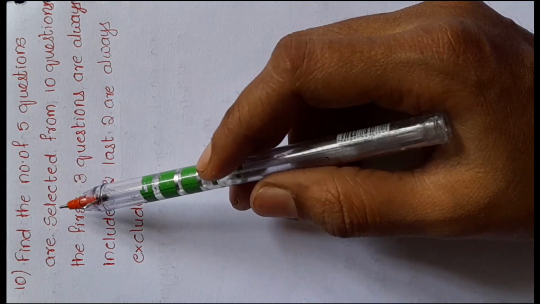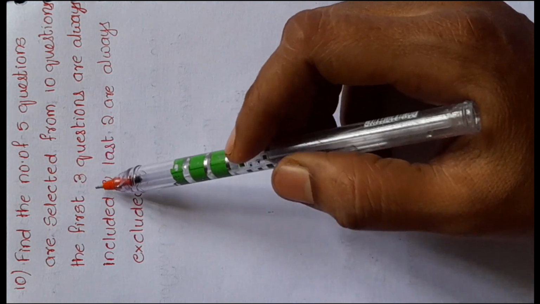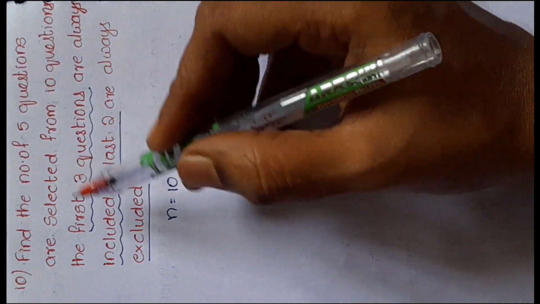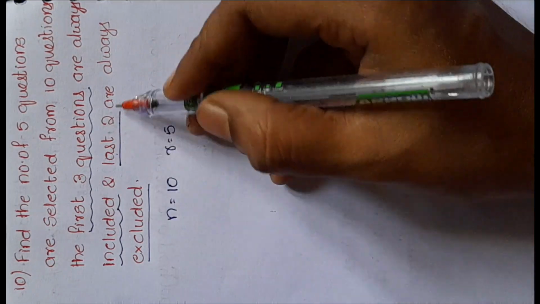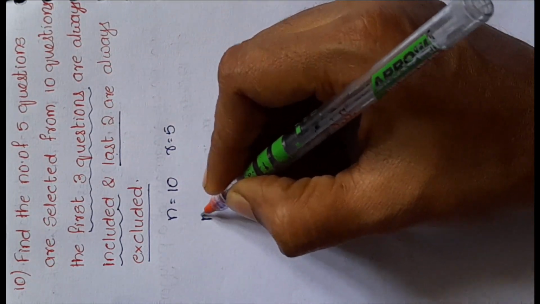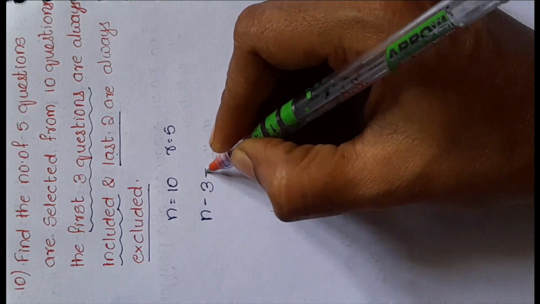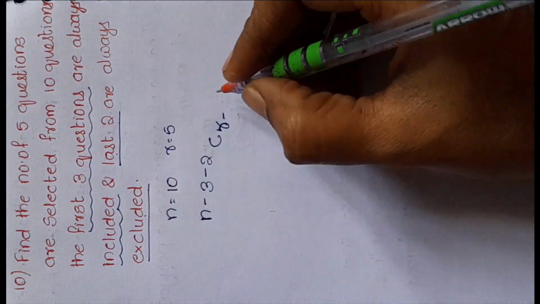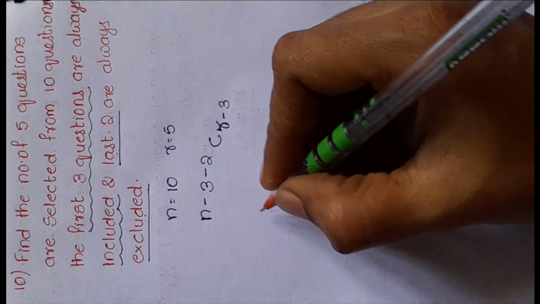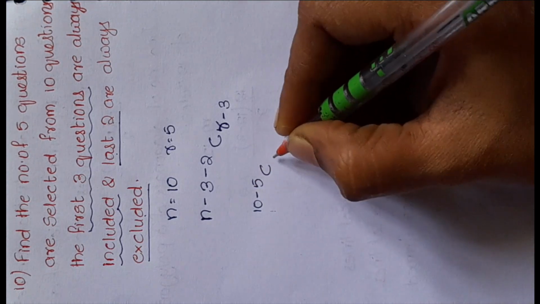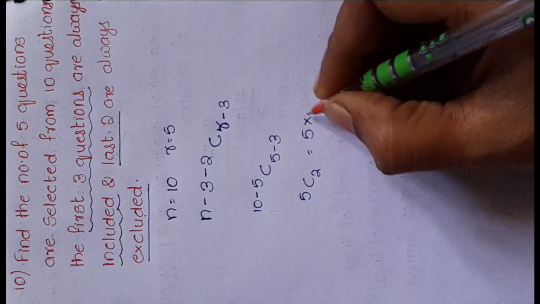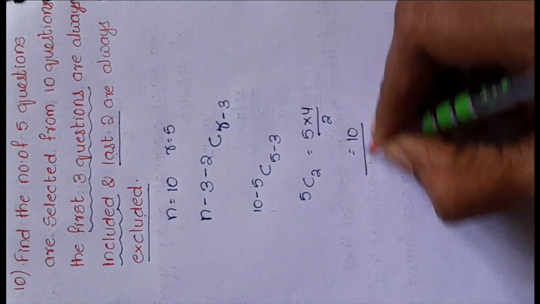10th one, find the number of ways 5 questions are selected from 10 questions, where the first 3 questions are always included and the last 2 are always excluded. Here n is equal to 10 and r is equal to 5. We can write this as (n minus included minus excluded) C (r minus included). From this we get (10 minus 5) C (5 minus 3), that is 5C2, which is equal to 5 into 4 by 2. The value is 10.